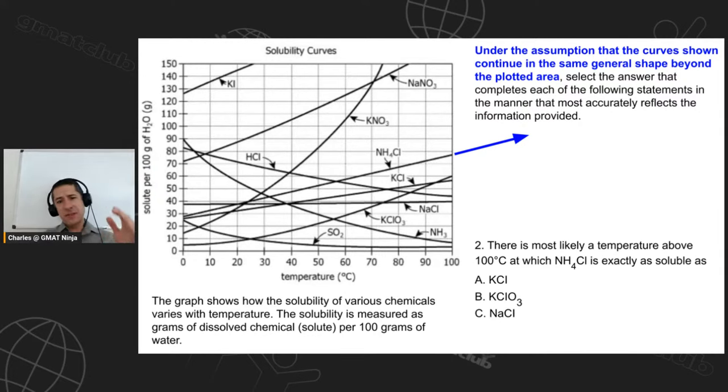Fantastic. Now, my first thought, is there anything coming down from the top? And there isn't. But then I can just extend the three in the question there. So I can extend the KCl, the KClO3, the NaCl.